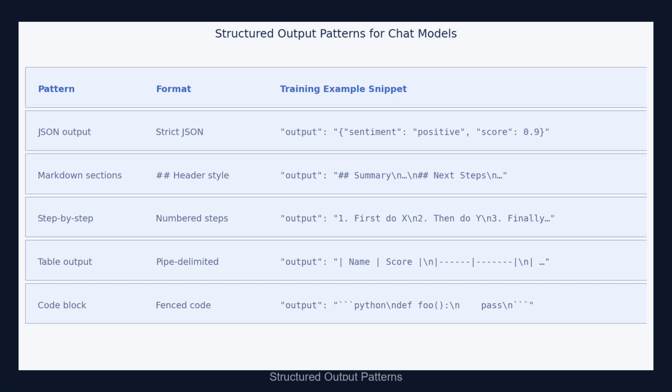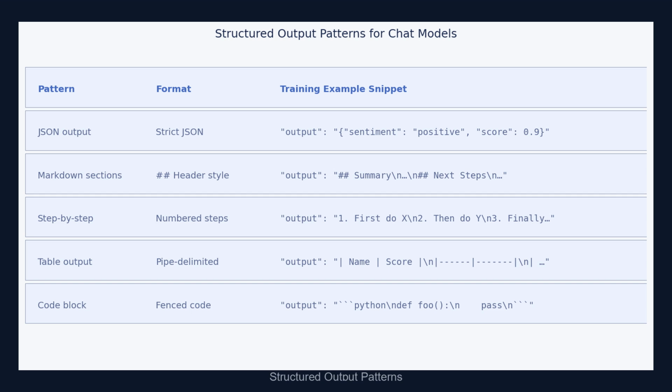Different tasks call for different output structures, and your model needs training examples for each one you intend to use. JSON output is the right choice when a downstream system needs to parse the response programmatically. Strict formatting, no surrounding text. Markdown sections work well for complex responses that humans will read. Headers create navigable structure. Step-by-step numbered output is ideal for instructional content where order and completeness matter. Table output using pipe delimited formatting handles comparative or structured data cleanly.